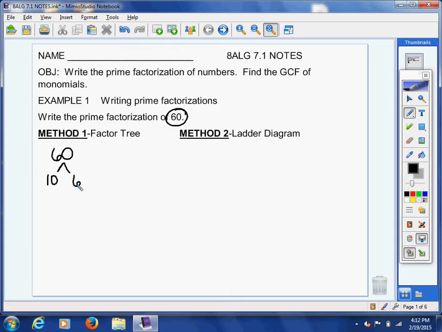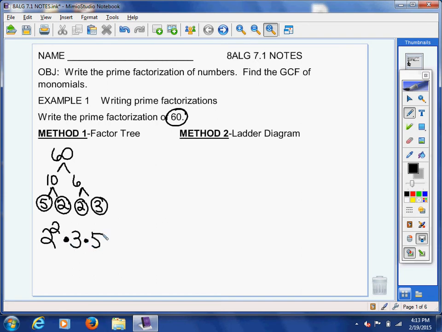Neither 10 nor 6 is prime, so I'm going to keep going with my branches. 10 I can break up into 5 times 2. Well, both of those are prime, so I'm going to circle them. Hopefully you remember that from a long time ago when you learned how to do a factor tree. And then 6, I can break that up into 2 times 3, and both of them are prime. So my prime factors of 60 are going to be 2 squared, because there's 2 2's, times 3 times 5.